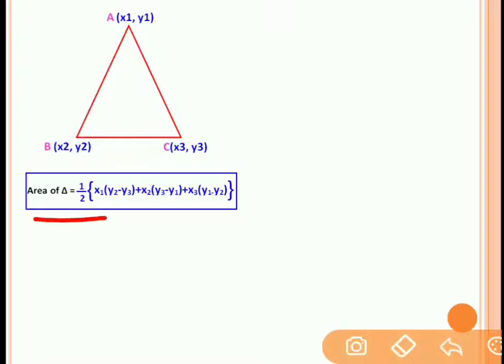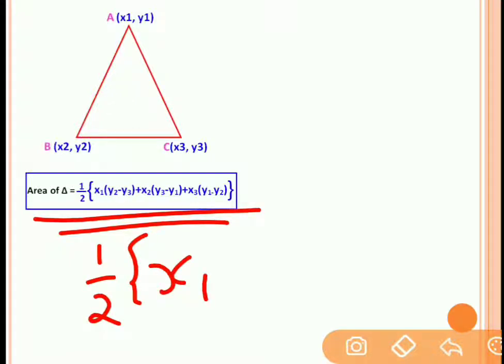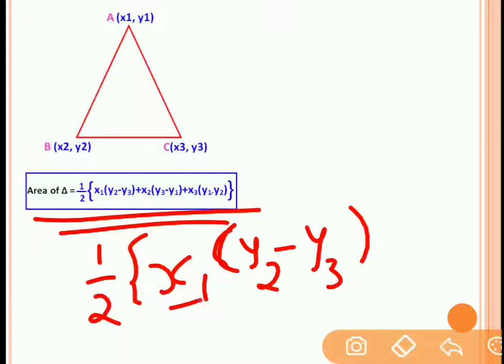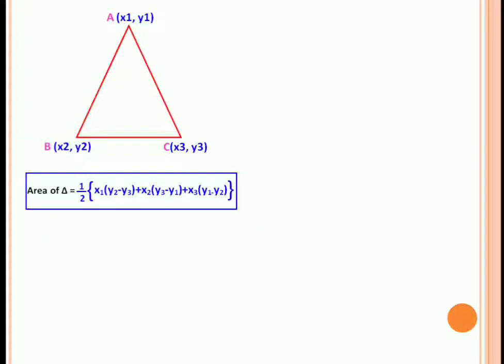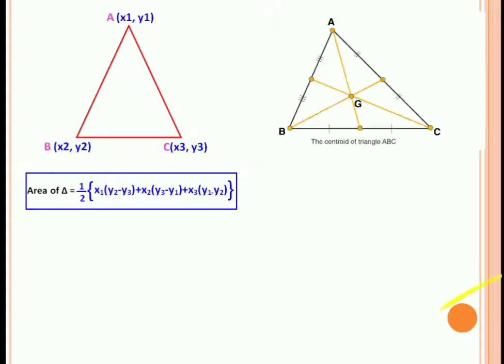plus x3 into (y1 minus y2). You need to remember this formula to find out the area of triangle when 3 points are given in the Cartesian coordinate system. And it is very easy to remember. You have to take 1 by 2 into first coordinate x1 into what? y2 minus y3. Fine. So if you take x1, then y2 minus y3 has to be taken. Similarly, when you take x2, then you have to take y3 minus y1, and when you take x3, then you have to take y1 minus y2. So if you follow the order, then it will be very easy to remember the area of the triangle.